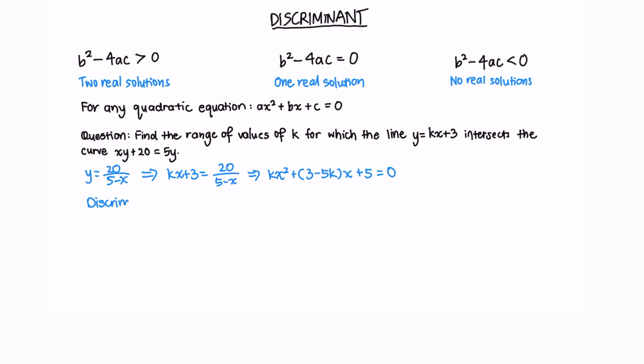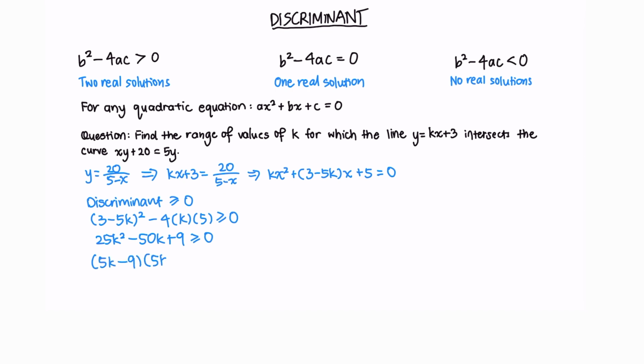So we write, since the discriminant is more than or equal to 0, what we want to find out is what b squared minus 4ac is. So in this case, with a quadratic equation in terms of x, b is 3 minus 5k, so we have (3 minus 5k) squared minus 4ac. In this case, a is k and c is 5. So we'll have 4 times k times 5. And if we simplify this, we get 25k squared minus 50k plus 9 is more than or equal to 0. Factorizing this quadratic, we get (5k minus 9)(5k minus 1) is more than or equal to 0.